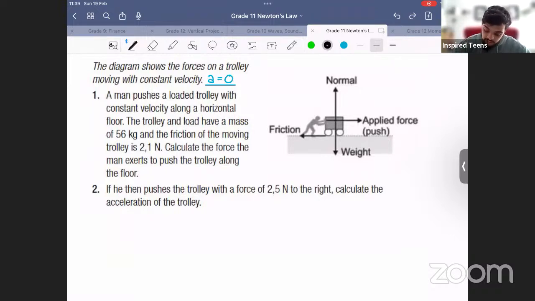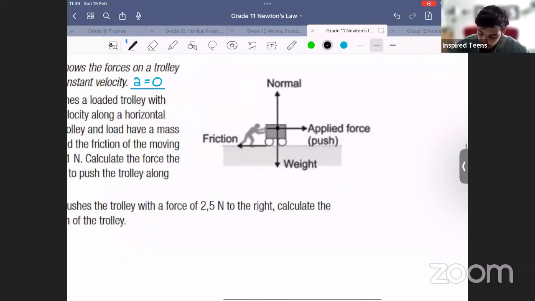So firstly, look at this free body diagram. It's technically drawn like a force body diagram. We have the normal force, we have the weight, we have the applied force, and then we have the friction to the left. Remember, we described friction as it always opposes the direction of motion. So friction is always opposite to the direction of motion.